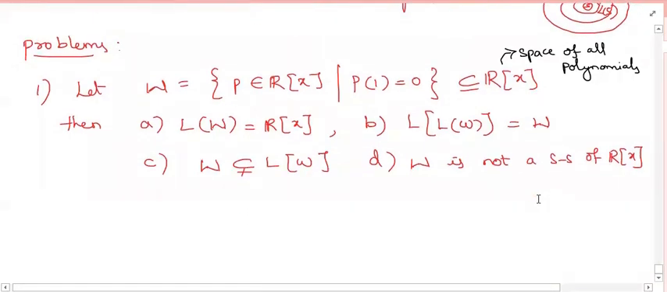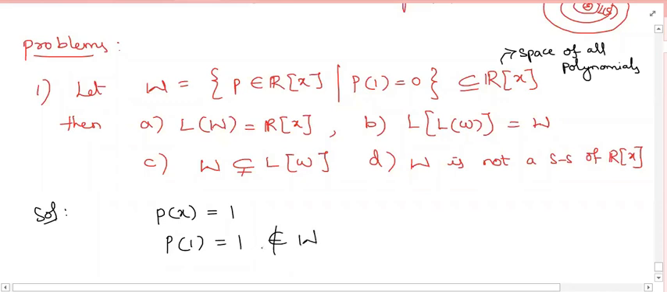Solution. See, first of all, I will write why A is not true. L of W is not R of X. For example, if you take the constant polynomial P of X equal to 1, P of 1 is 1 only, it cannot be 0. It's a constant, it is 1. So that's why P does not belong to W, but P is in R of X, right?